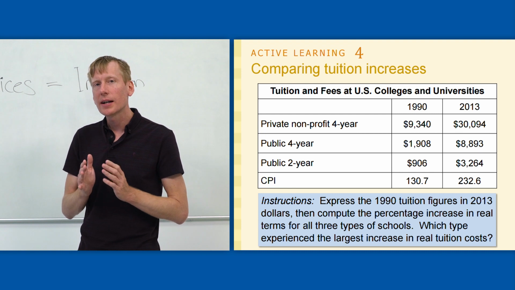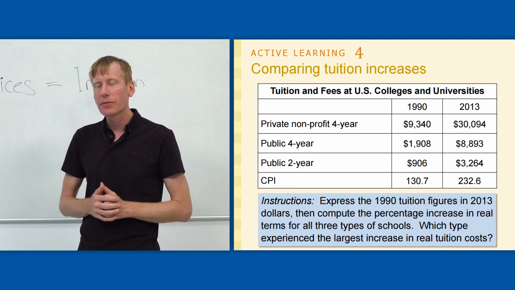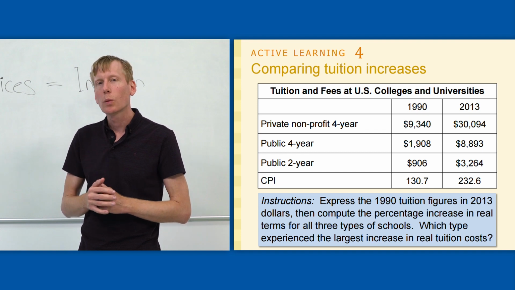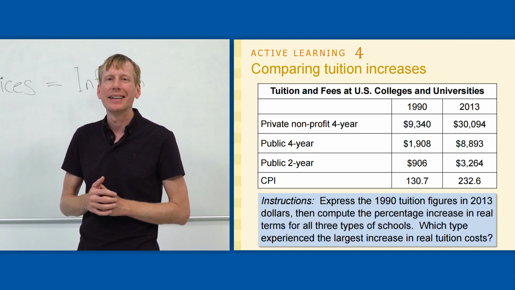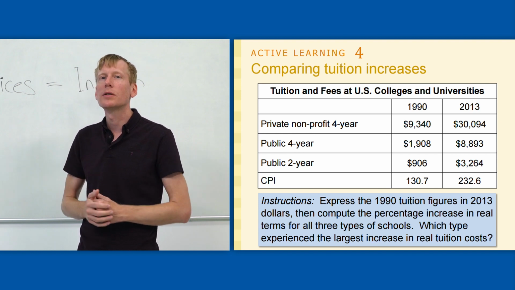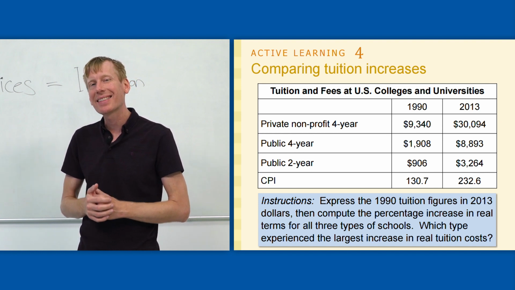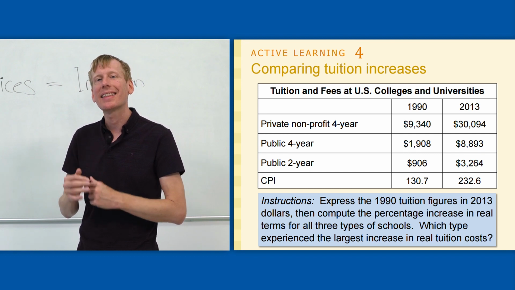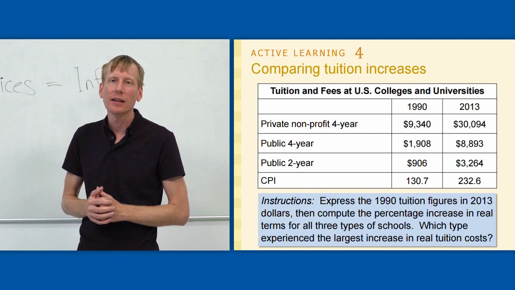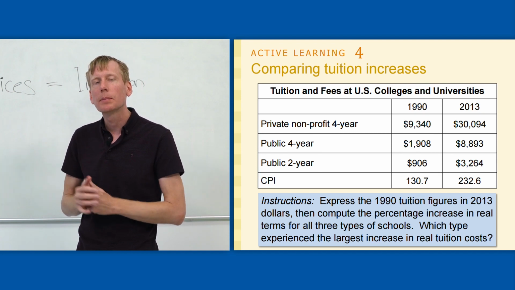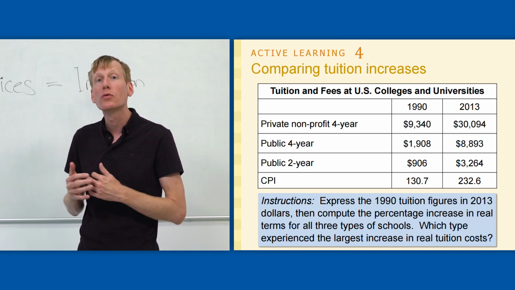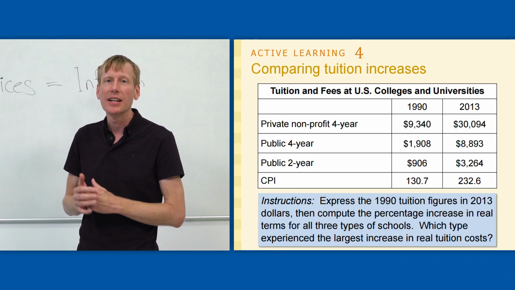Now, in the United States in 1990, the average cost of a public 4-year university per year was $1,908. And it rose, in 2013, to $8,893. So what we're going to do is to correct that $8,893, converting it into 1990 dollars to see how much the real tuition over time has risen.